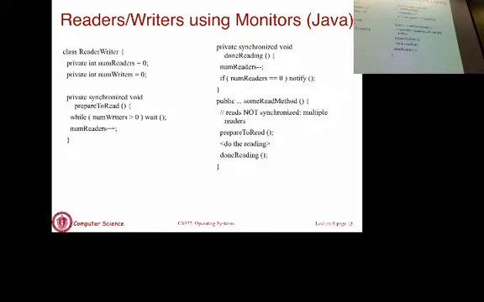Reader 2 comes along. It's going to call prepare to read. It's going to call that method. There are still no writers in the system, so we'll increment the read count and go into read. I haven't actually shown you the writer code, but when this writer comes along, it has to block if the reads are still in progress. Okay, so this should block.